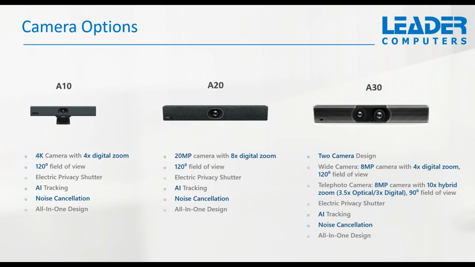Now when it comes down to the AI features, the A10, A20, A30 all have identical AI features available. So they can do the auto framing, we can do the speaker tracking, we can do picture-in-picture. So all those AI features are available throughout this entire product range.